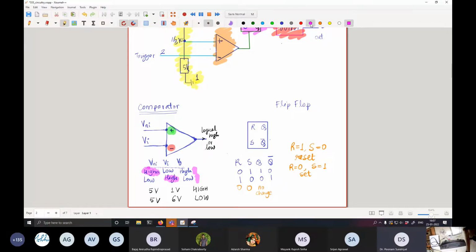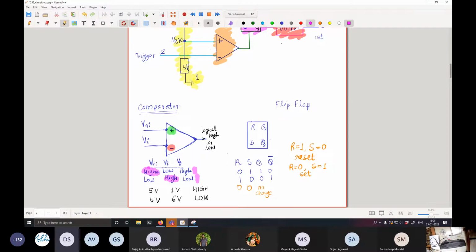Sir, what is a non-inverting and inverting input? That I did not understand. They are just two pins of a comparator. For now, you need to know that there are two pins of a comparator. And the terminology comes from operational amplifiers, which we will cover in a separate lab. So it is not important for you to know what an inverting input does, what a non-inverting input does. It is not important for you to know right now. But you just need to know there are two inputs, VNI and VI. That's it. Okay? Okay, sir.